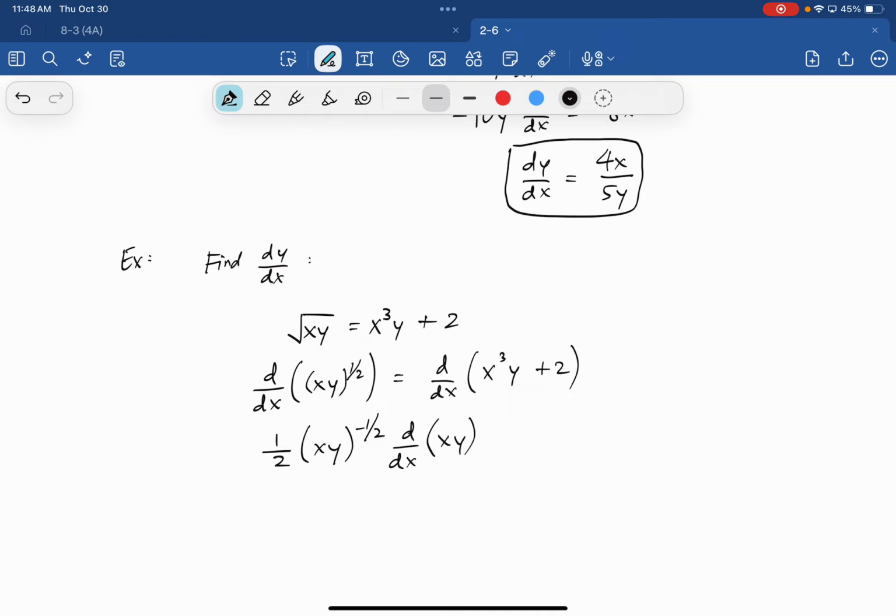Would it not just be 3x squared times 1 on the inside? Not quite, because you have to use product rule for the right side. Why is that? Okay, so let me do the right side. The 2 is obviously just 0, so we can forget about that. Do you use chain rule on the right one at all? You do have to use chain rule. Anytime you have a y, you have to use chain rule.